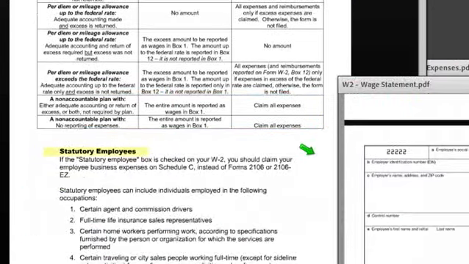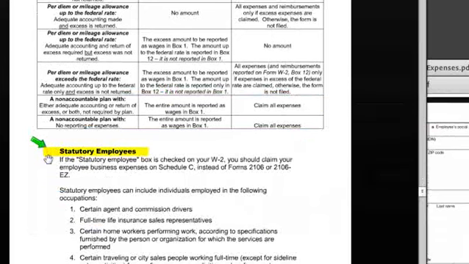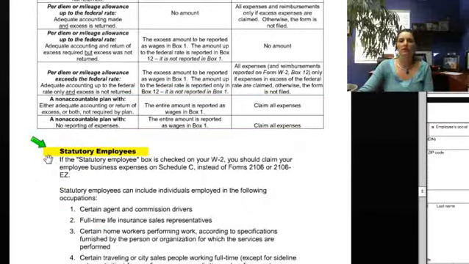So the next topic we're going to look at is statutory employees. If the statutory employee box is checked on your W-2, you should claim your employee business expenses on Schedule C instead of on Form 2106.